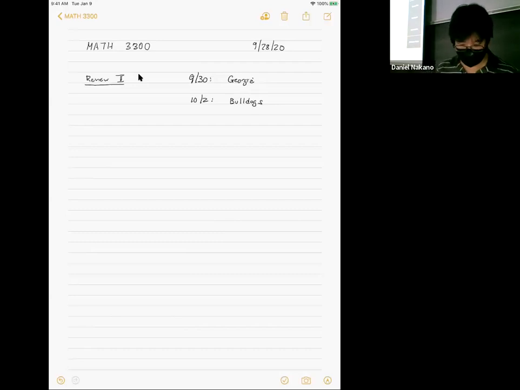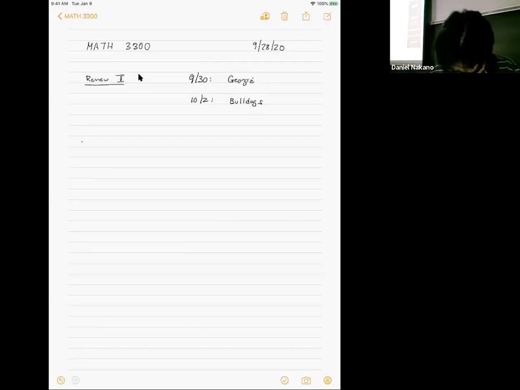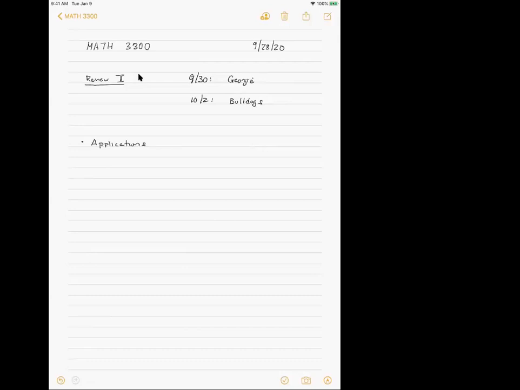So we will start today on applications. There are two things we're going to do. We're going to do applications, and then after that, we will look at linear transformations.